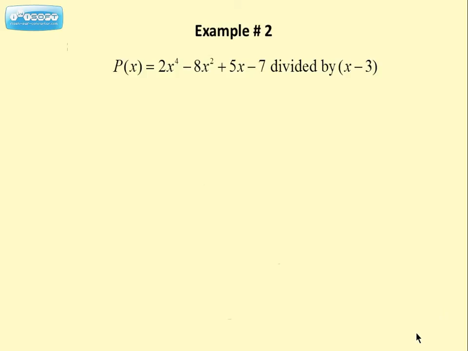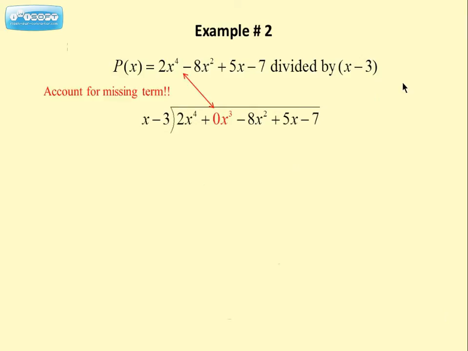In our second example, I want to point out that sometimes not every term of a polynomial is in the polynomial. That's because here we're missing an x cubed term, and the coefficient for that term was 0. We just don't bother writing it. However, when we perform the division, we must account for any missing terms in our polynomial. Otherwise, we'll obtain an incorrect result.